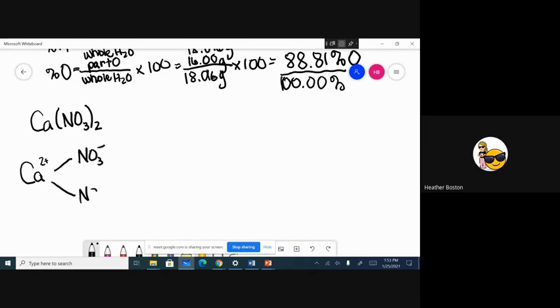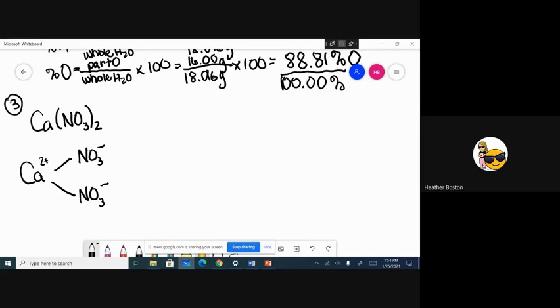So we have a total of 3 ions in this compound. Those ions get in the way of the water molecules and keep the water molecules from freezing. This is called freezing point depression. They also do exactly the opposite for boiling point elevation.